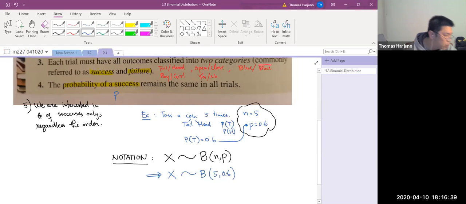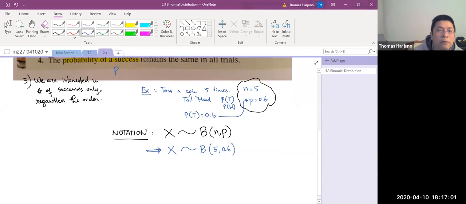Now, our textbook does not emphasize notation. In my opinion, it would be nice if we emphasize notation. Therefore, later on, we don't really need to deal with the word problems. We just see the pattern. X is binomially distributed with 5 trials. The probability of each success is 0.6. Now, let's say, for example, the question is to find the probability that there are 3 tails.